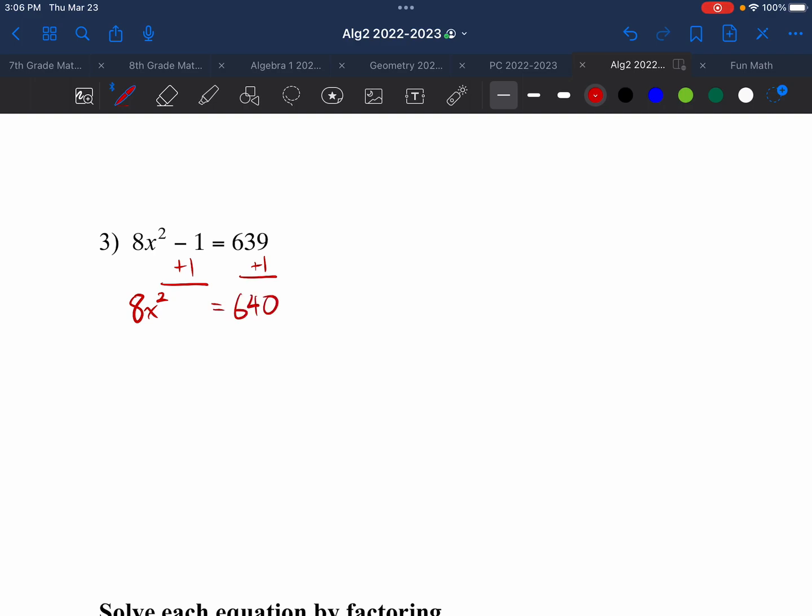From here, we need to divide both sides by 8, and that's going to leave me with x squared is equal to, well, I'm going to ignore the 0 for a sec. 64 divided by 8 is 8, and I'll put that 0 back on.